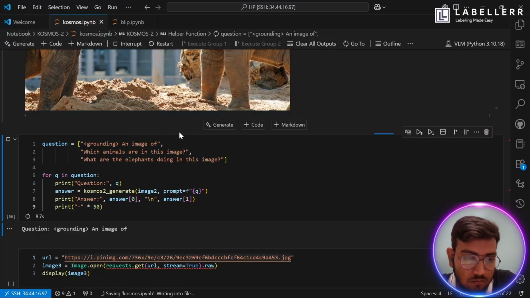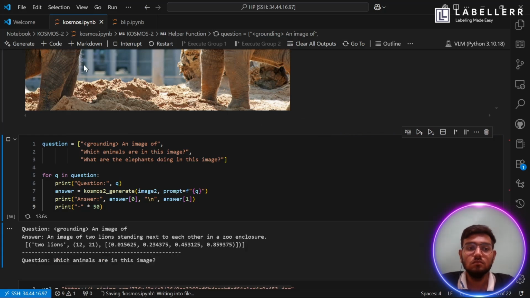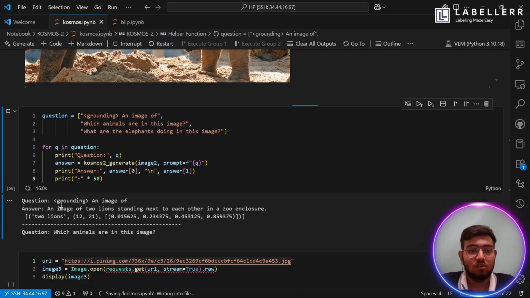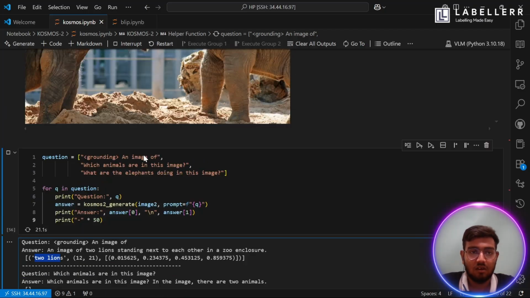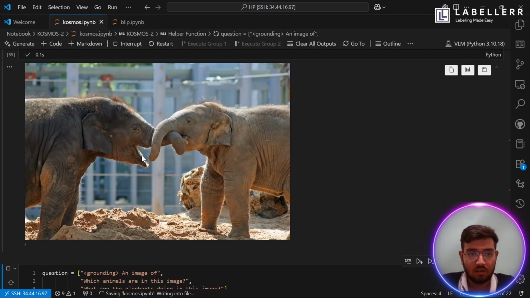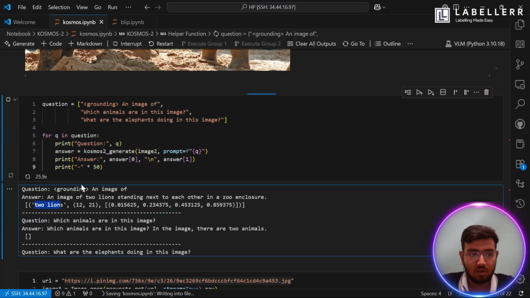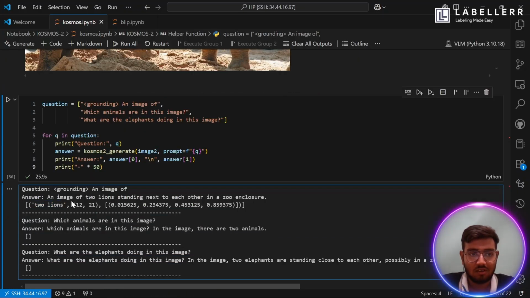As you can see, the model is providing us wrong information: two lions. There are no lions in this image, as you can see. So it is wrong. It's saying an image of two lions standing next to each other in a zoo enclosure. The zoo enclosure part is true, but the animal it has detected is false.